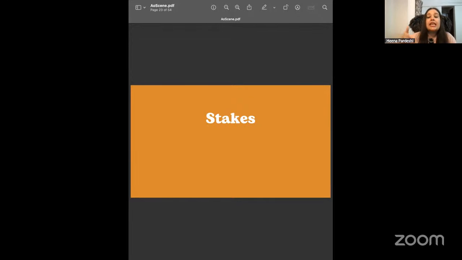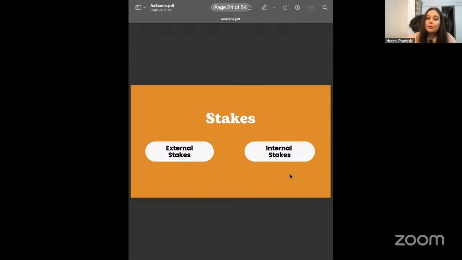Without stakes, a scene feels unimportant, like something the reader can skim. And again, we do not want skim sections in your novel. With stakes, even a simple moment becomes meaningful, tense, and emotionally charged. Again, there are two types of stakes. I think you might have guessed it: external stakes and internal stakes.